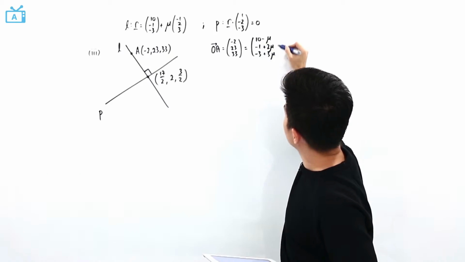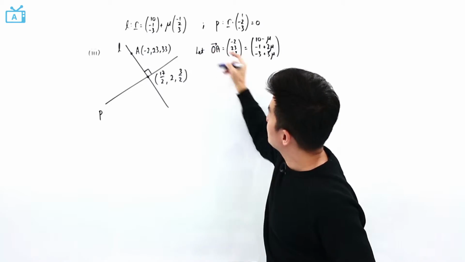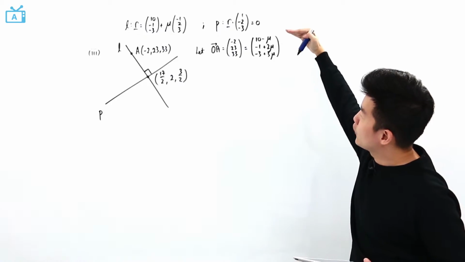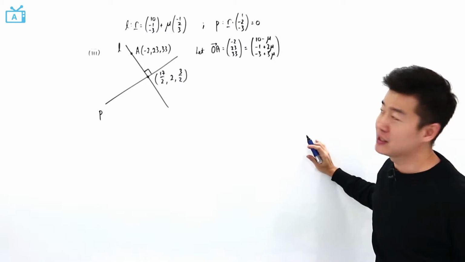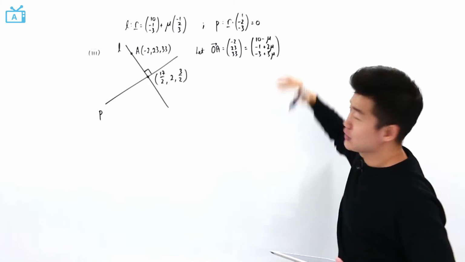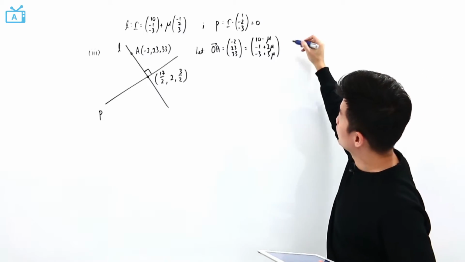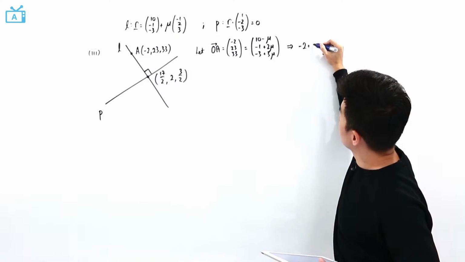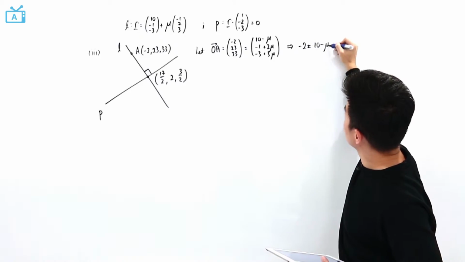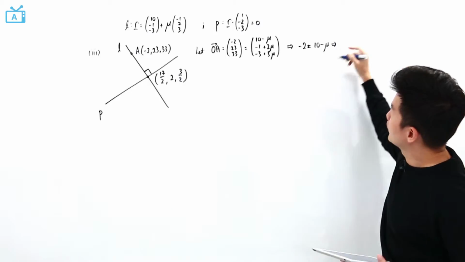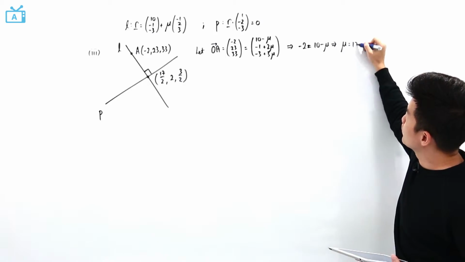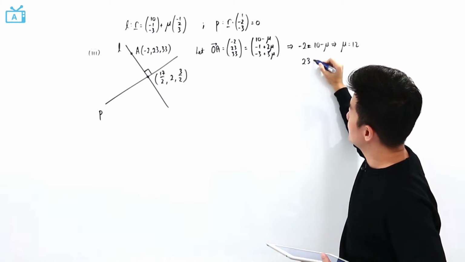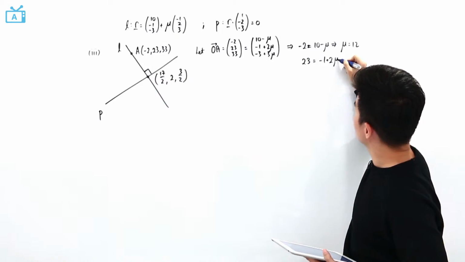My aim is to try to solve for μ and show that the μ is consistent for every single row that I have here. That means every single row that I have is going to form for me an equation in terms of μ. For example, from the first row, I will have -2 is equal to 10 - μ. And this will help me to solve for the value of μ, and μ is going to be equal to 12. From the second row, we have 23 is equal to -1 + 2μ.